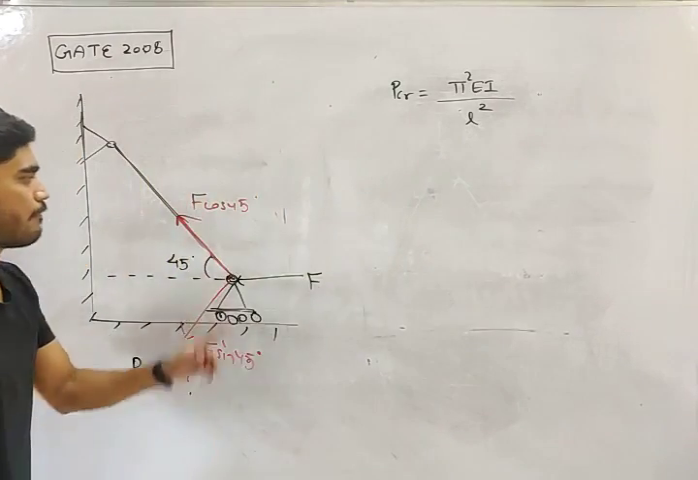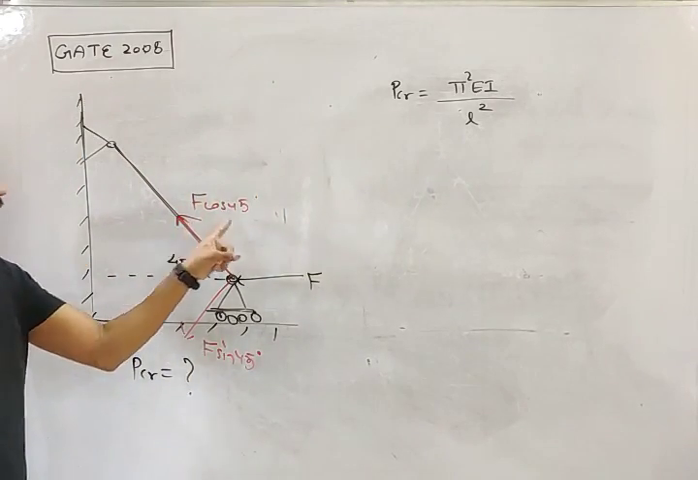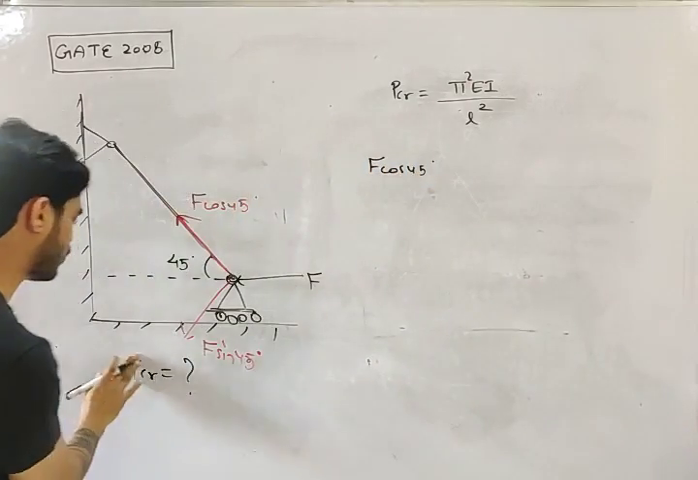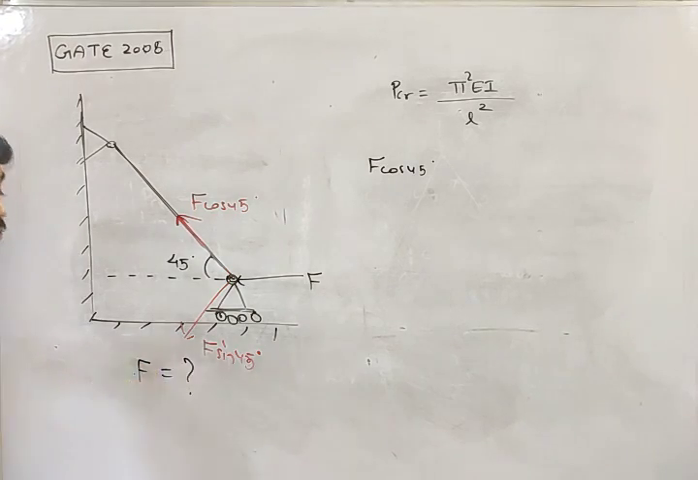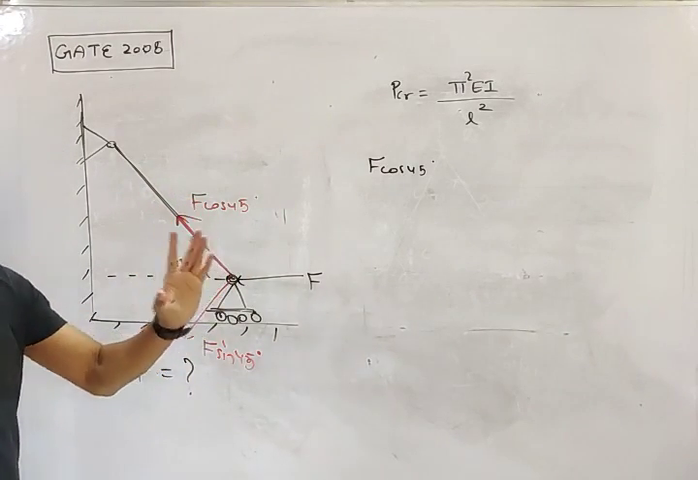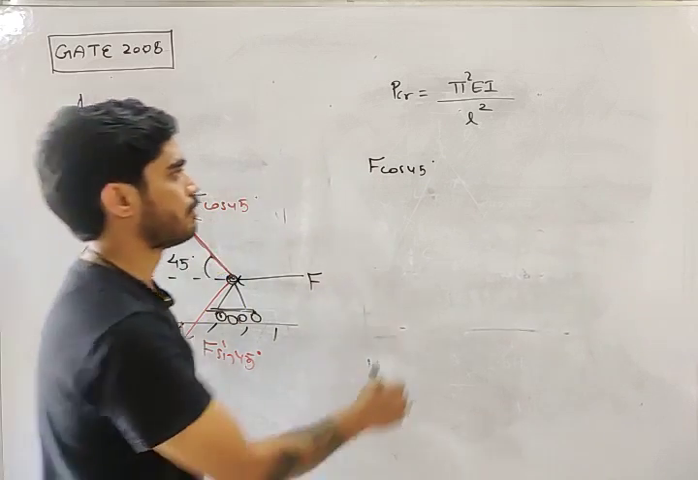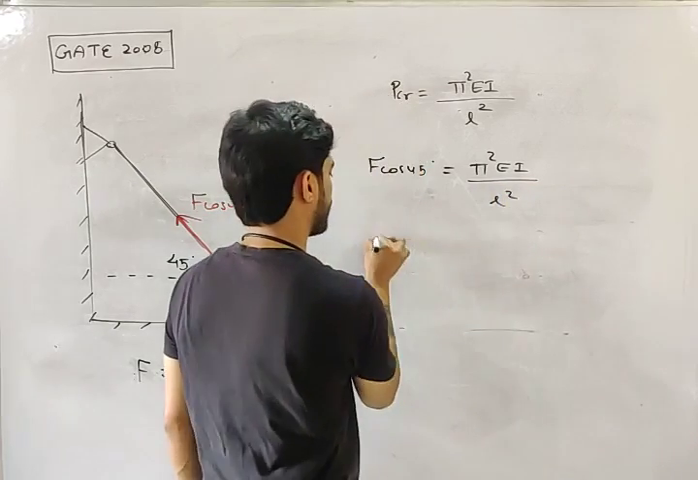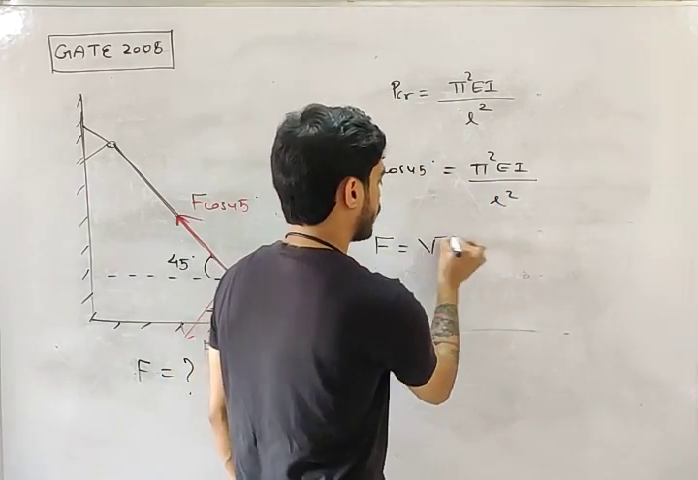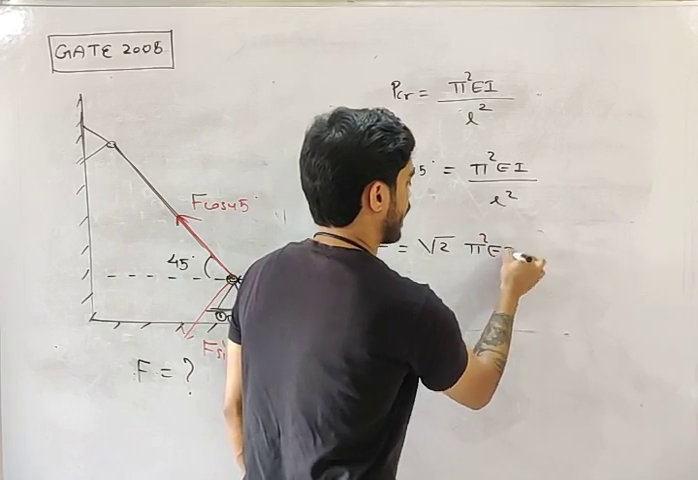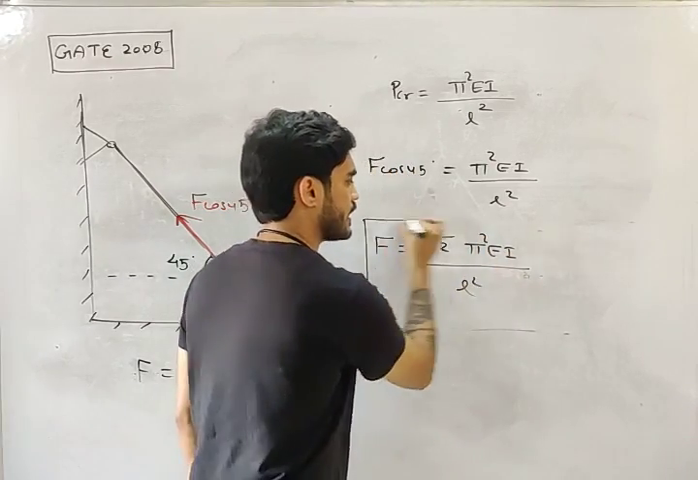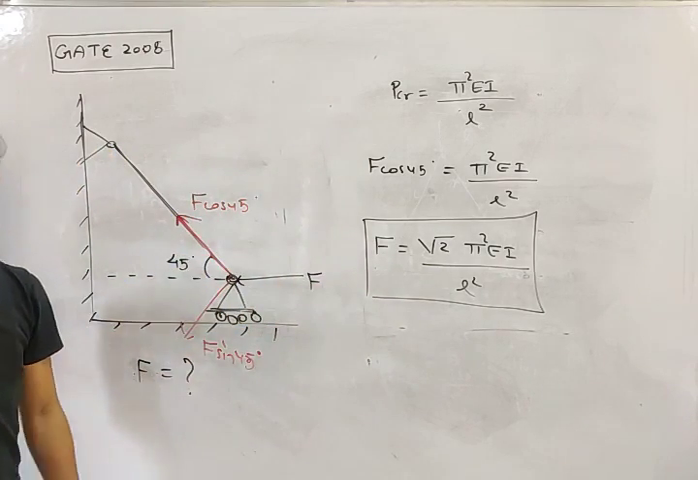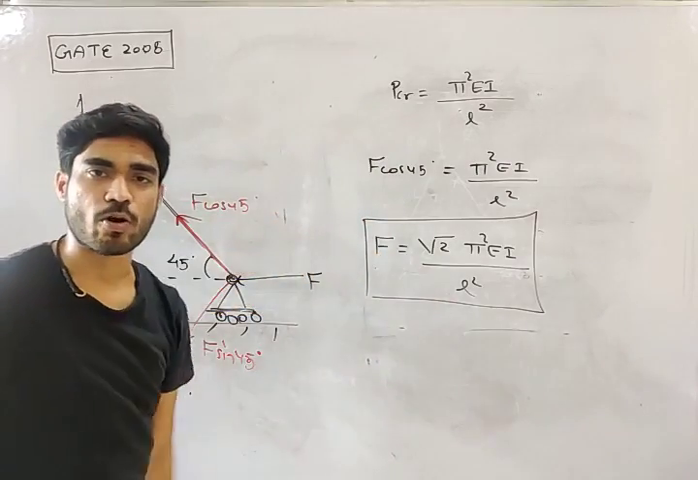And what will be P critical, my friend? Which one will cause the buckling? F cos 45, right? Sorry, you don't need to calculate the P critical. In this question, you need to calculate F. So F cos 45 will be equal to pi square EI by L square. And if you calculate F, what you will get? Root 2 pi square EI by L square. So at this value of F, the column is going to buckle.